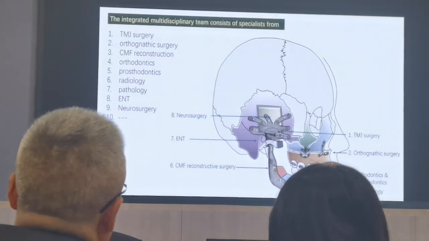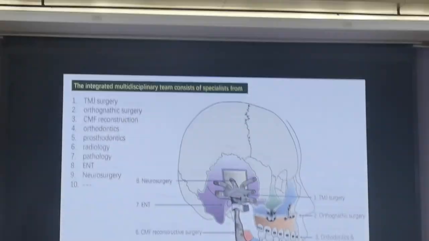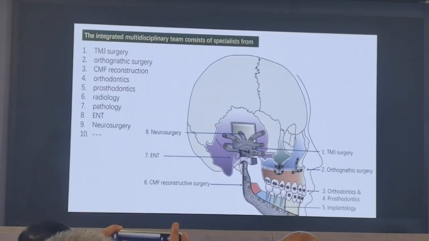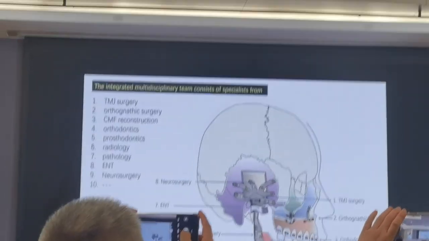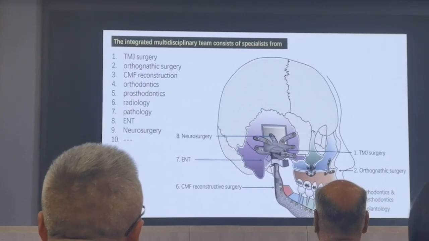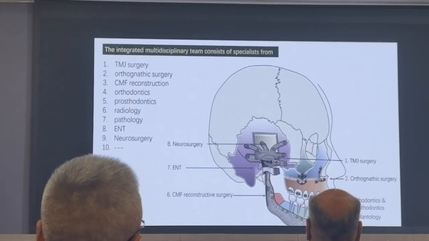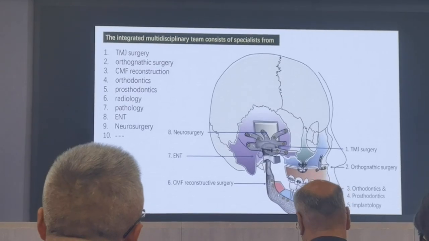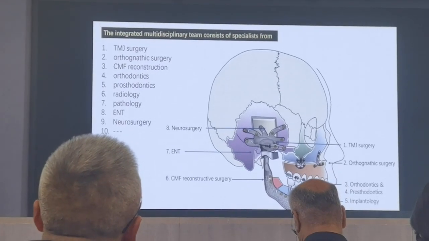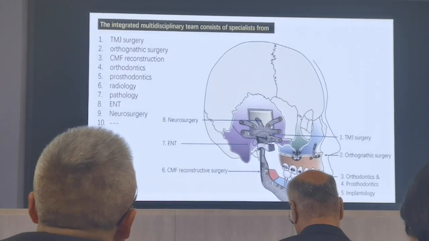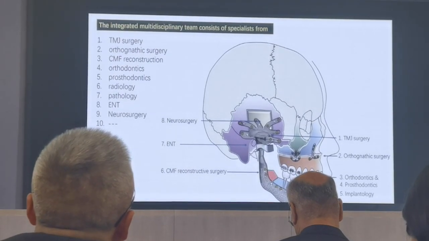And then we set up some integrated discipline teams consisting of specialists from not only TMJ surgery, orthognathic surgery, orthodontics, implantology, and neurosurgery, ENT, CNS, and radiology and pathology.